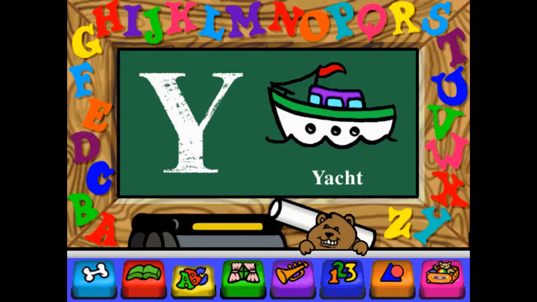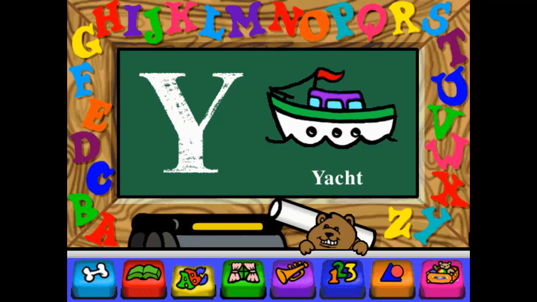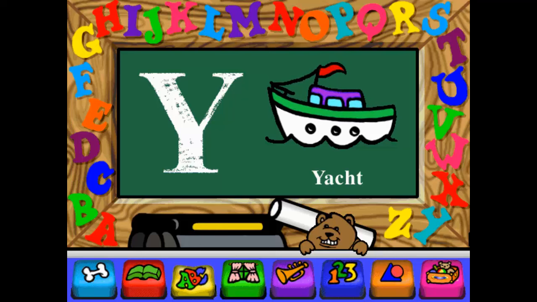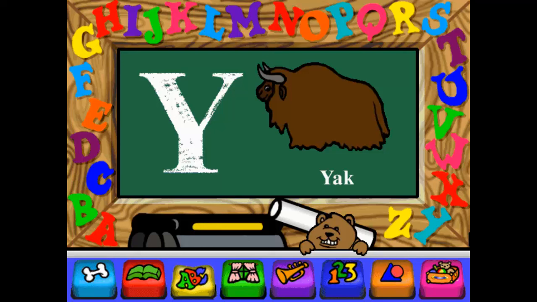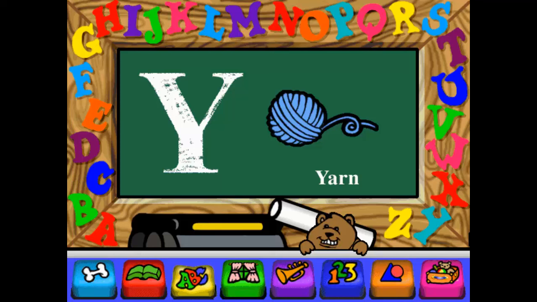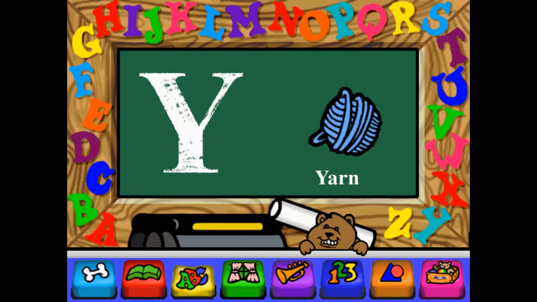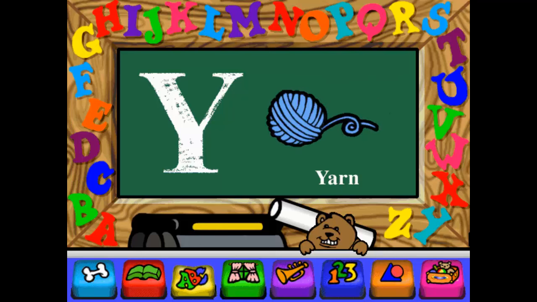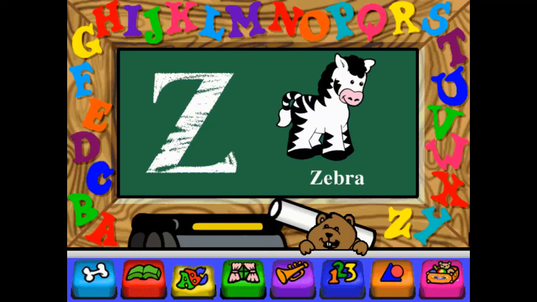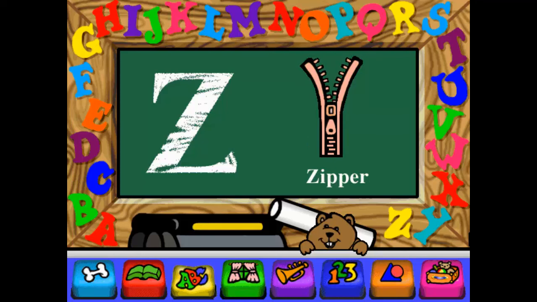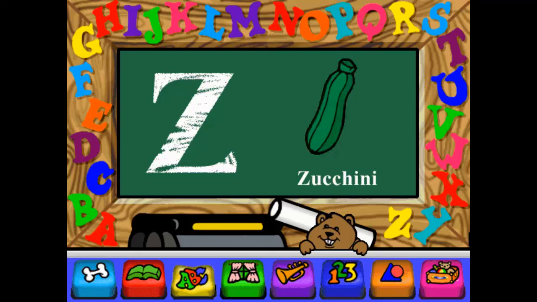Y is for yacht. Y is for yak. Y is for yarn. Z is for zebra. Z is for zipper. Z is for zucchini.